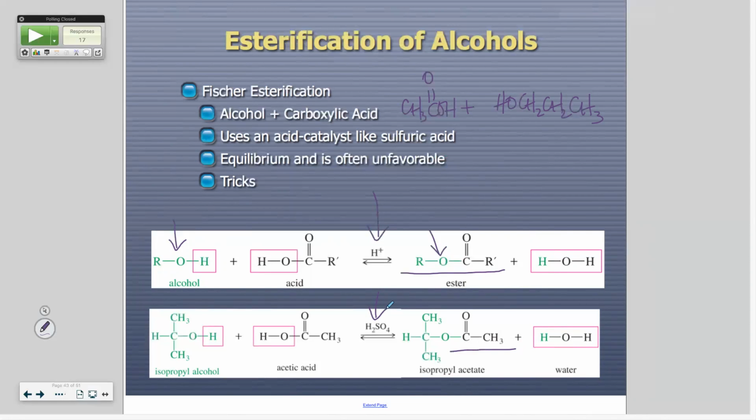There are a lot of ways that you can help shove it to the right side. The most notable is to get rid of the water. You can pull that water out of there. What will that do to the equilibrium? It will push it to the right. Does that make sense? Remember doing Le Chatelier's principle back in the good old days? So one thing you can do is distill out the water as it's being formed.